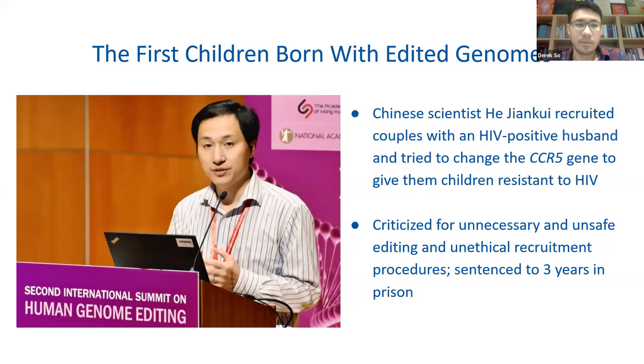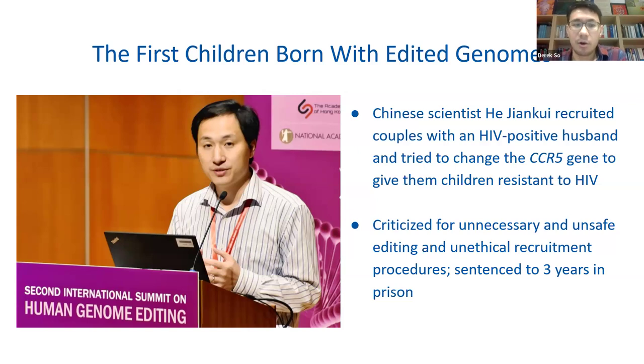So as you may have heard, the first actual experiment to create genetically modified children was revealed in 2018. A Chinese scientist named He Jianghui recruited couples with an HIV-positive father and offered to modify their embryos to be resistant to HIV, hoping to cut the CCR5 gene that the HIV virus normally uses to get inside the cell. Although he thought that this news would be celebrated as a breakthrough, he was strongly criticized by Western and Chinese scientists and ethicists for problems with the experiment.